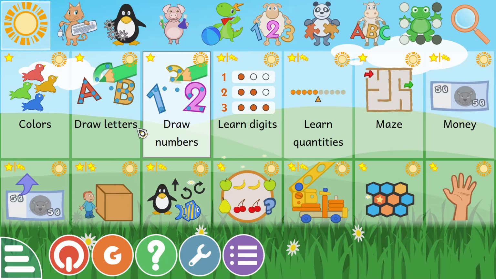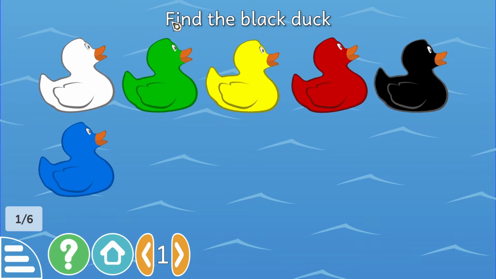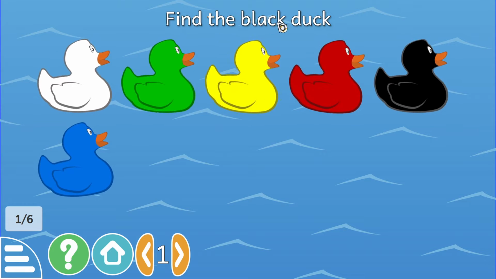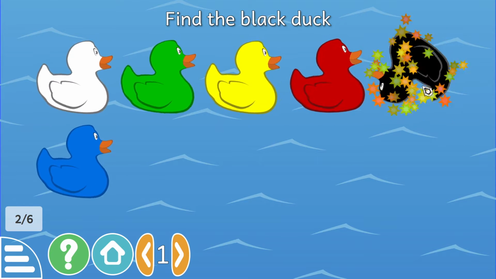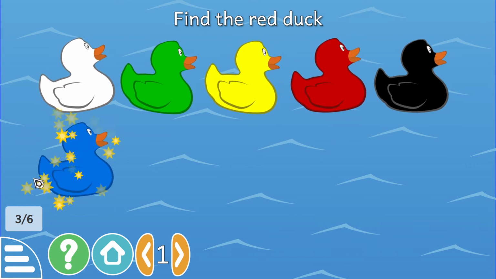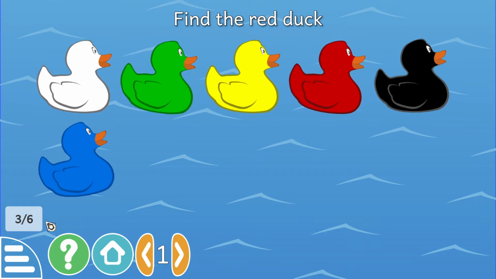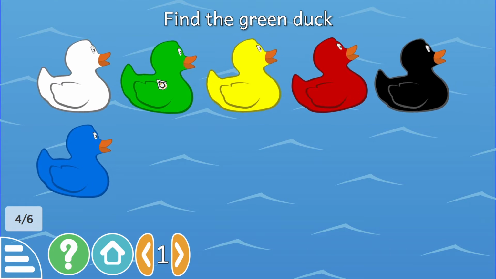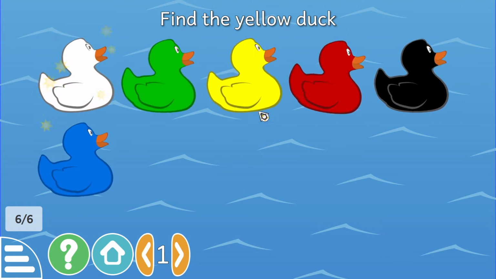So I'll swap into colors, and now we've got all the different letters here. If you note at the top as well, we've got an uppercase F, and the rest of the letters are written in lowercase. So to find the black duck, click on it over here. Now it wants me to find the blue duck, and down here it's telling me that I'm 3 through 6 different options. Find the red duck, find the green duck, find the white duck, and the yellow duck.